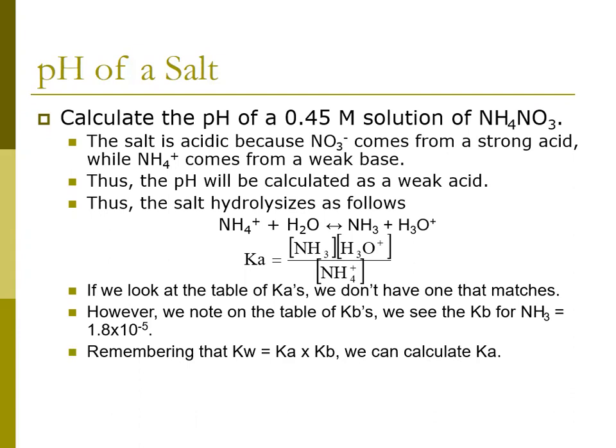Yes, I can calculate Ka, which is what I need for my ICE box, because I know Kw, which is 1.0 times 10 to the negative 14th, and I know my Kb is 1.8 times 10 to the negative 5th. So if I divide those two out, I get Ka to equal 5.6 times 10 to the negative 10th.